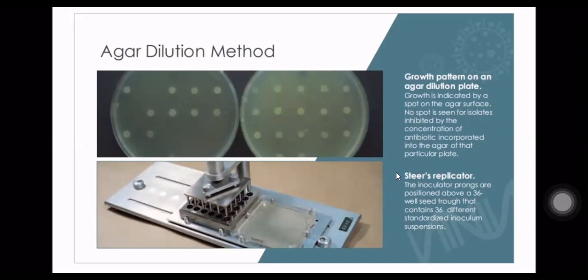And then next, this Sears replicator. Now, Sears replicator is the inoculator prongs are positioned above a 36 well seed trough that contains 36 different standardized inoculum suspension. So, amo ni sa ang ginagamit naton mag-dispense man sang aton na mga inoculum. Si growth pattern and then si Sears replicator.